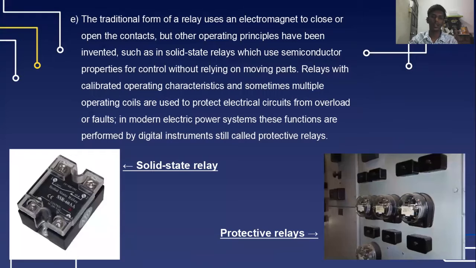Next, the traditional form of a relay uses an electromagnet to close or open the contacts, but other operating principles have been invented, such as solid state relays, which use semiconductor properties for control without relying on moving parts. Relays with calibrated operating characteristics and sometimes multiple operating coils are used to protect electrical circuits from overload or faults. In modern electric power systems, these functions are performed by digital instruments still called protective relays. On the left side, we can see how a solid state relay looks, and on the right side, how a protective relay looks.